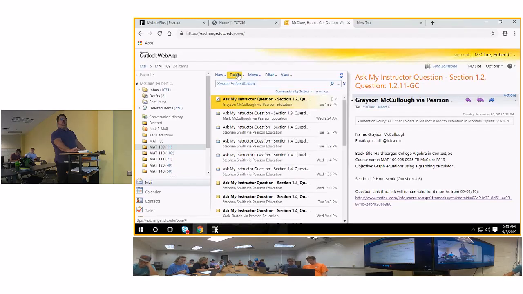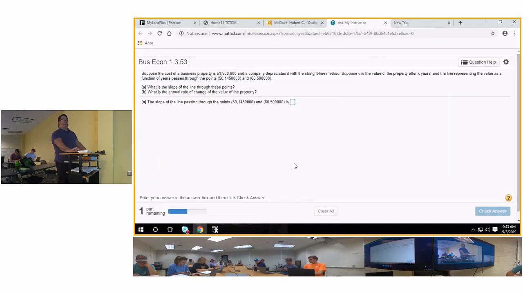So 1.3, number 53 in the book, number 15 online. Suppose the cost of business property is $1,900,000 and a company depreciates it with a straight line method. Suppose V is the value of the property after x years, and the line representing the value as a function of year passes through the points, and so on.